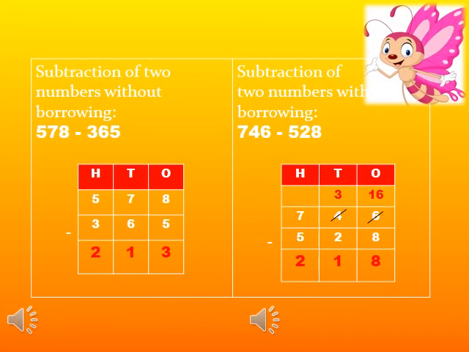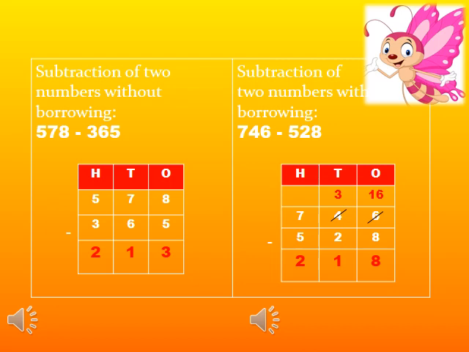Now we learn subtraction of two numbers. First we learn subtraction of two numbers without borrowing. See the example, 578 minus 365. Class, before subtraction, we have to arrange the given numbers in columns. While arranging, we have to keep one thing in our mind, that bigger number will be kept first and smaller number will be kept below the bigger number.